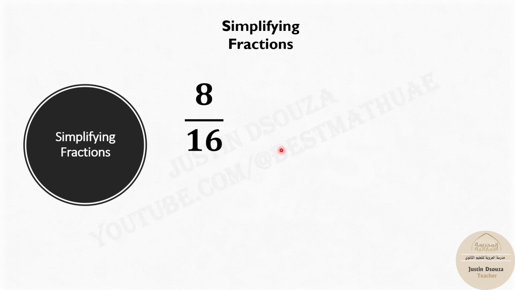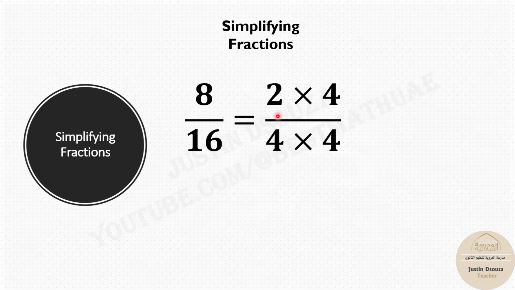Now here we have 8 by 16. If you look carefully, you will get the times table of 2 times 4 and 4 times 4, right? But now when we simplify, you are remaining with 2 by 4, which can be further divided as 1 times 2 and 2 times 2. So again, this can be simplified as 1 by 2.